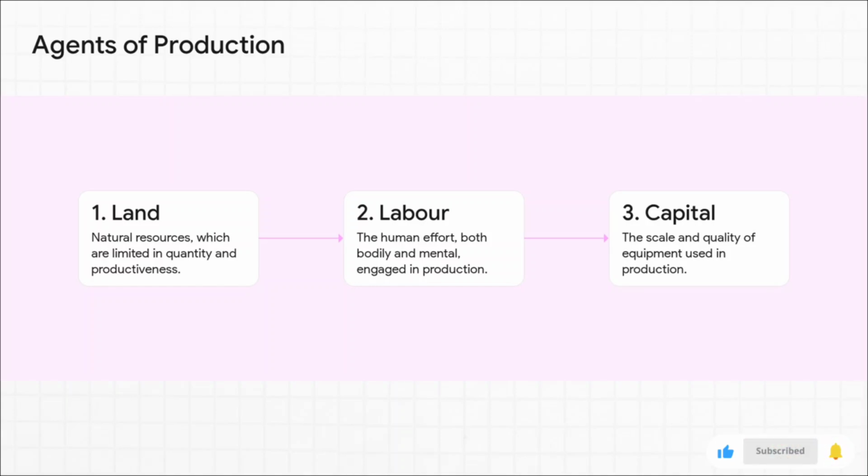You've got land, and that means all natural resources, not just a farm plot. Then there's labor, which is pretty straightforward, right? It's the human effort. And finally, you have capital. Think of this as the tools, the machines, the factories, all the stuff that helps labor get the job done.